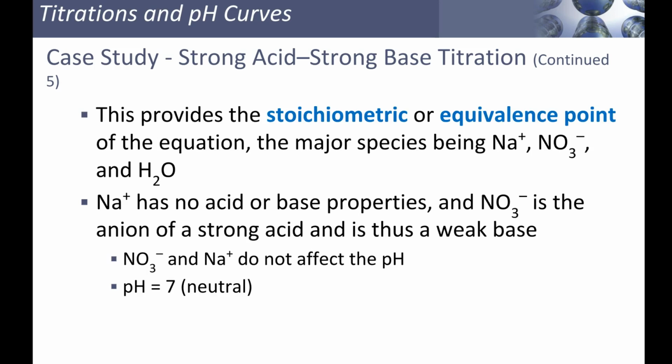Okay? So, the stoichiometric or equivalence point of the equation is where you have sodium, nitrate, and water. What happened to hydrogen and hydroxide here? It disappeared. At equivalence point, what do you have? Equal amount of H plus and OH minus. What's going to happen when you have equal amount of H plus and OH minus? Water. They come together and make water. And since nitrate and sodium have zero effect on the pH, because they're neither acidic nor basic, pH at this point, you assume, should be 7. Strong acid, strong base, equivalence point is 7.